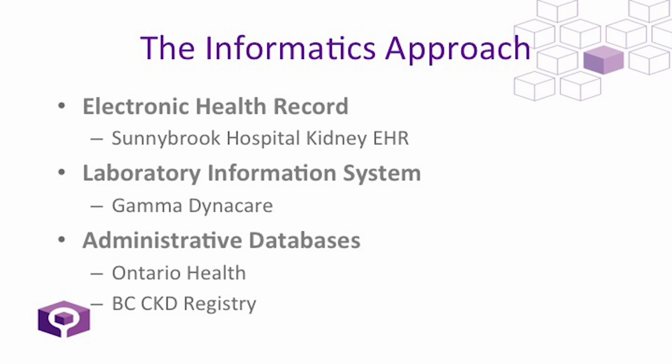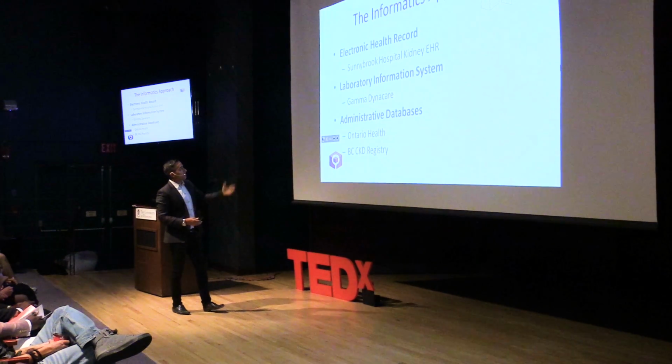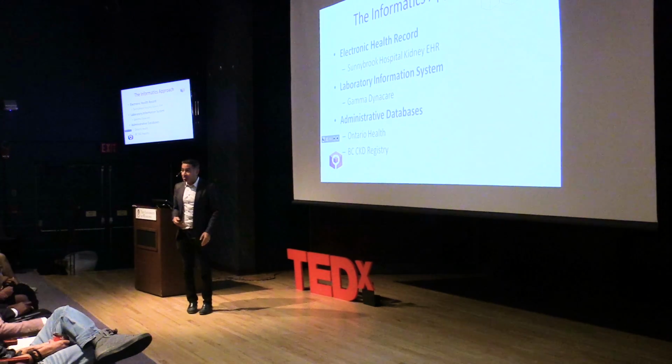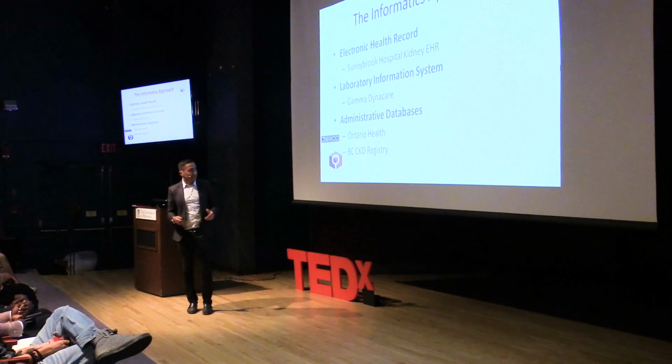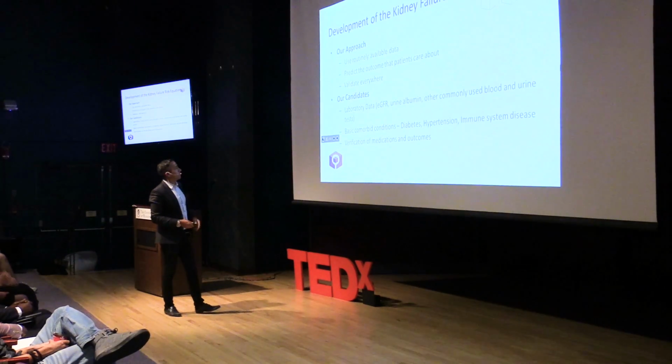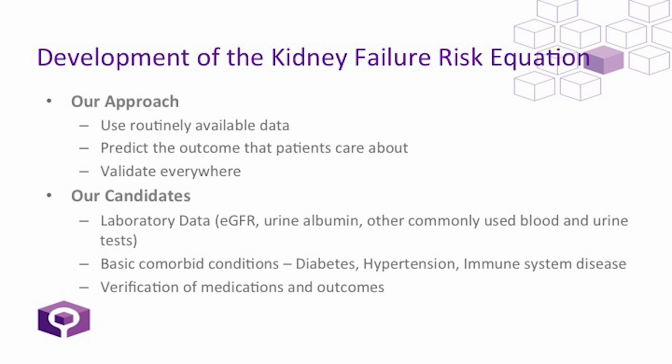We use the informatics approach in our work. We used electronic health record data from a hospital called Sunnybrook in Toronto. We used lab information system data from Gamma Dynacare, which was a big lab provider. And we used administrative data initially from Ontario and BC, and we routinely use Manitoba administrative data in our work. Our whole approach was based on this idea of using routinely available data because we wanted our solution to be implementable tomorrow and globally. We wanted to predict the outcome that patients cared about.